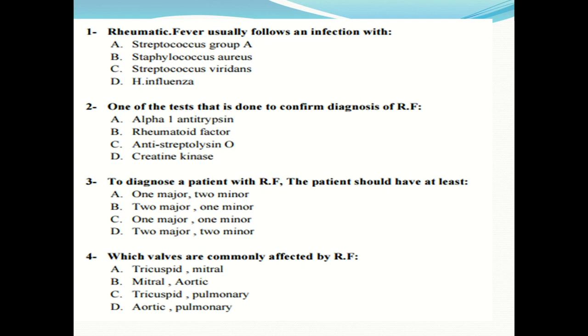The one is anti-streptolysin O antibody titer. The third: to diagnose a patient with rheumatic fever, the patient should have at least, yes, the answer is A, one major and two minor, or either two major at the same time, right? Which valves are commonly affected by rheumatic fever? Yes, the answer is B, mitral followed by aortic.